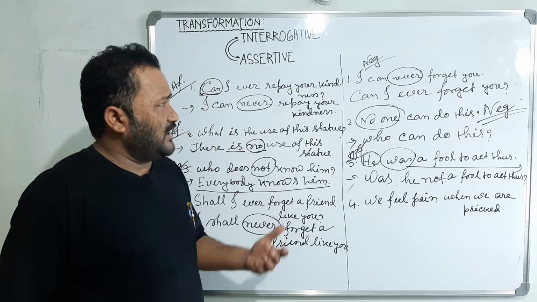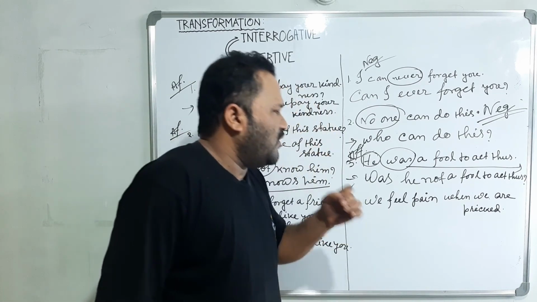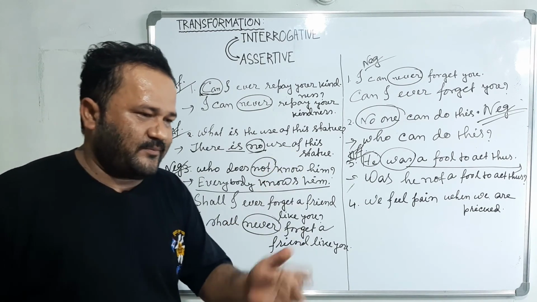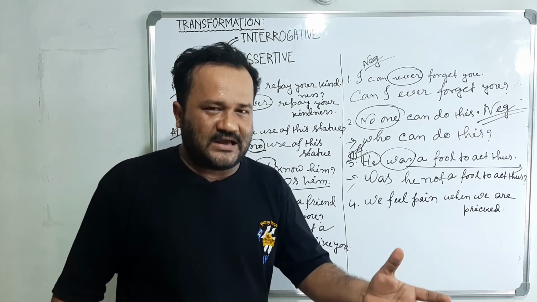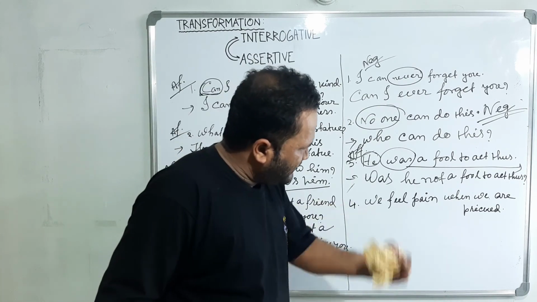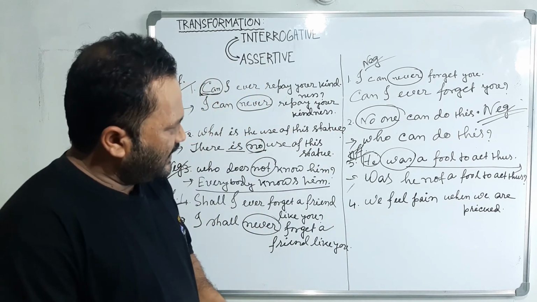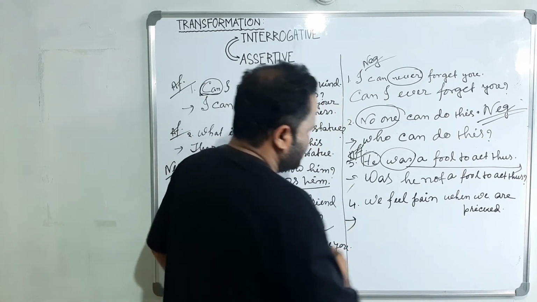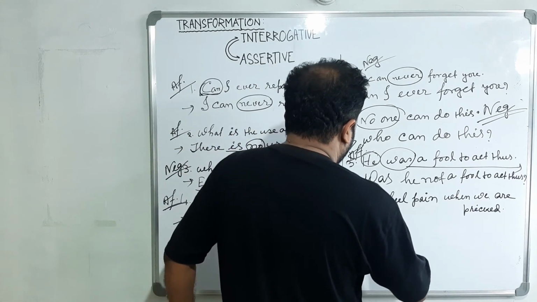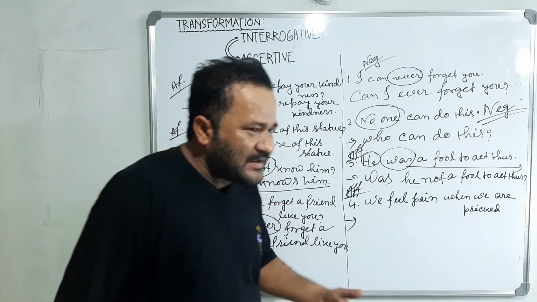Now, the last one. We feel pain when we are pricked. We all feel pain when we are pricked, okay? Emotionally or physically, whatever. Now, this one is an affirmative assertive sentence. You have to turn it into negative interrogative.